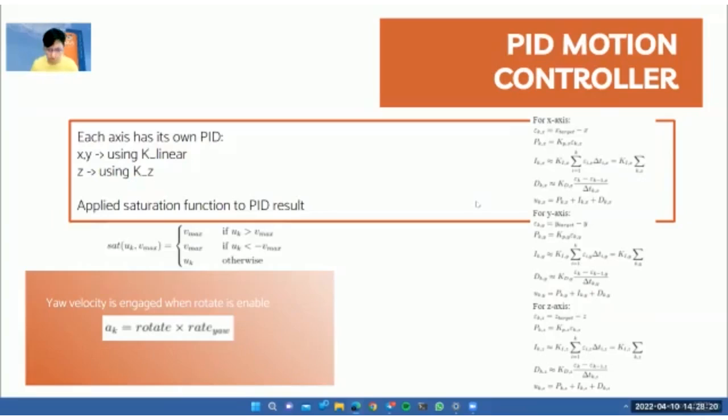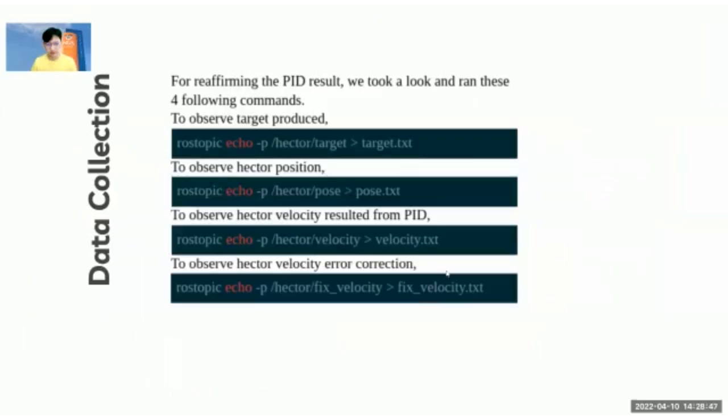Next, a PID motion controller is implemented for each axis, with X and Y using linear gain and Z using Z gain. In this controller, a saturation function is also implemented to mitigate some issues. Additionally, yaw velocity in this case is also engaged when rotate is on. To collect data for observation on the PID result of each axis, we take a look at target, position, velocity, and corrections using these commands. Upon running these commands, we get these findings.